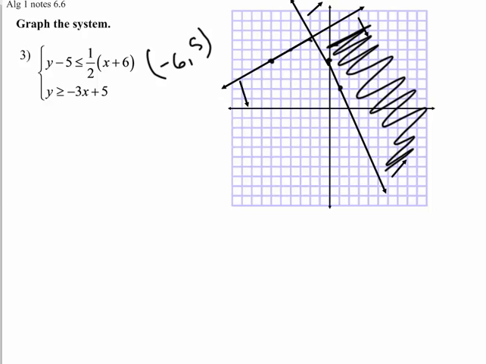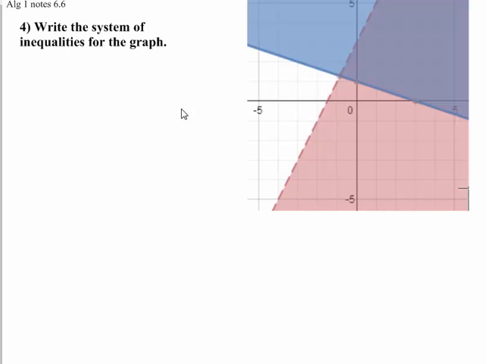Alright, last one. I want you to write a system of inequalities for this graph. Take it one at a time. Let's work with the blue one first. The blue one should be just right here. We know it's going to be y equals. Touches right here at 1. So y equals, and the y-intercept is positive 1, so plus 1.